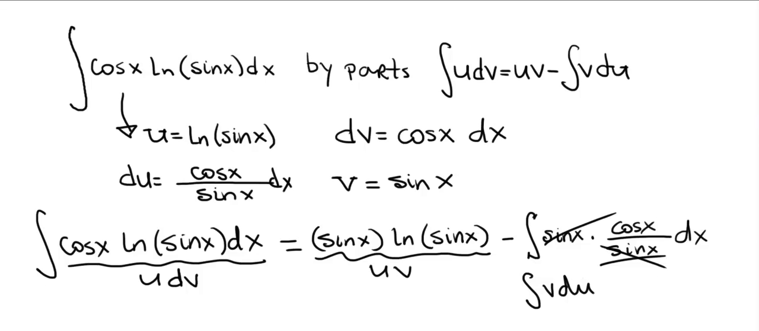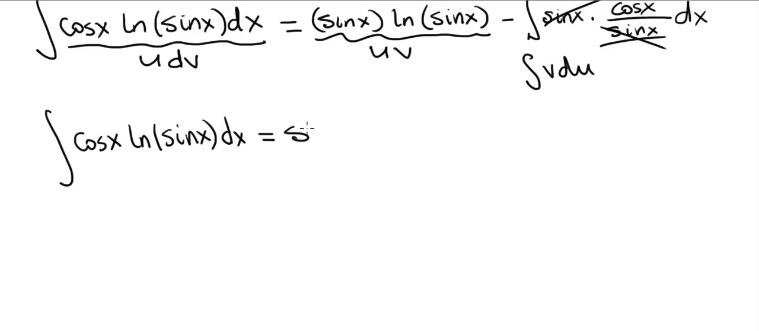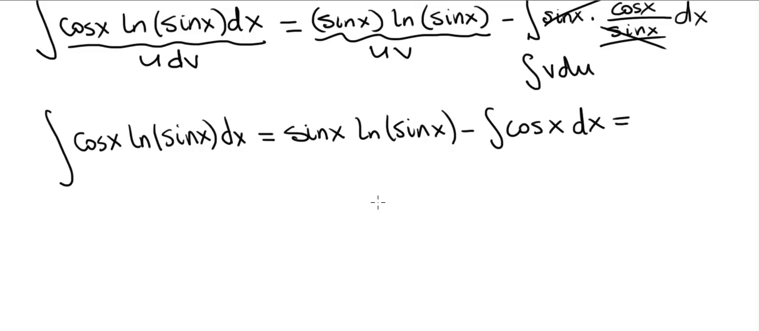So let's finish this problem. We started with the fairly challenging integral of cosine x times the natural log of sine x. After carefully picking u and dv, we're able to express it as sine x times the natural log of sine x minus the integral of cosine x. So this is equal to sine of x times ln of sine of x minus the integral of cosine, which is sine, so this is sine of x.